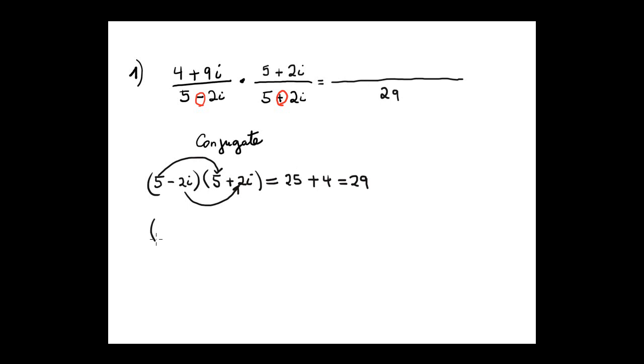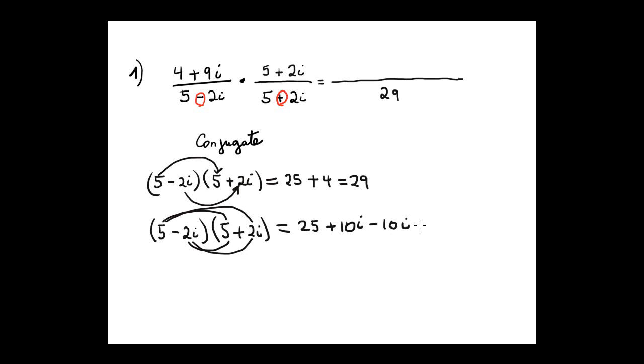Okay, a student who doesn't remember the shortcut, we can do that using regular FOIL. But you see what happened. Look, when you multiply 5 times 5, it's 25. When you multiply 5 times 2i is 10i. When you multiply this times this, it's minus 10i. And when you multiply this and this, it's minus 4i squared. Always happens, this and this part cancels out. There are no imaginary part.